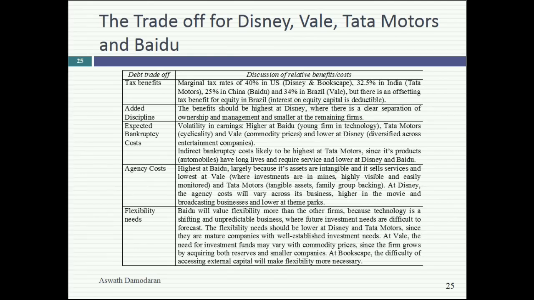We were talking about the trade-off between debt and equity, right? On the one side, you have tax benefits and added discipline. The tax benefits come from the fact that interest is tax deductible, cash flows to equity are not. The second, added discipline, comes from the fact that you think that managers in some companies will be a little more careful about the way they pick projects if you force them to borrow money. And on the other side of the equation, you have expected bankruptcy costs, which is a function both of the probability that you go bankrupt, which measures how much your earnings vary over time, and the cost of bankruptcy. Two components of the cost.